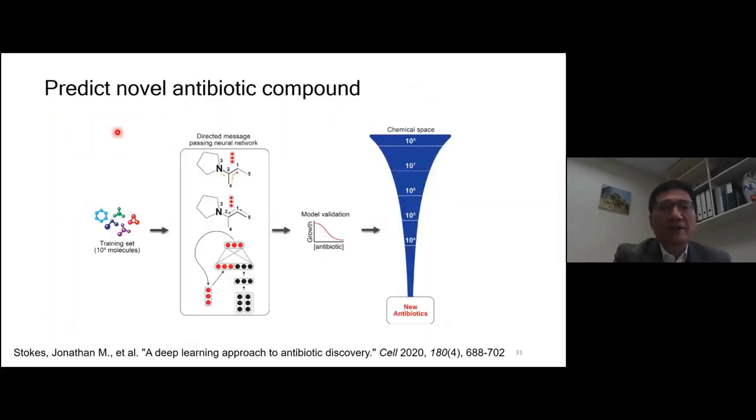So in this case, we use novel antibiotic compound prediction as an example. If we know the protein target already, then we can train the set with over 10,000 molecules. So again, for example, we use this directed message passing neural network. We can again split this molecule as a grid. After that, we have this model validation to make sure this is the model. Based on that, we have the chemical space. So we do further screening using this deep learning approach, and then we can generate new antibiotics.